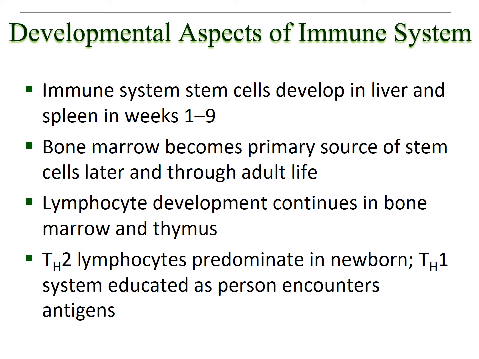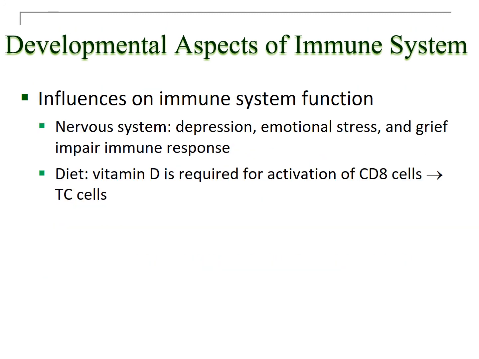As far as the formation of the immune system goes, immune system stem cells develop in the liver and spleen in weeks 1 through 9. The bone marrow becomes the primary source of stem cells later, and then through adult life, of stem cells for immune cells. This lymphocyte development continues in the bone marrow and in the thymus, and type 2 helper T cells predominate in the newborn, and type 1 helper T cells predominate in the system that gets educated as a person encounters antigens.